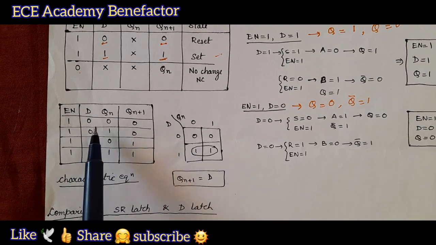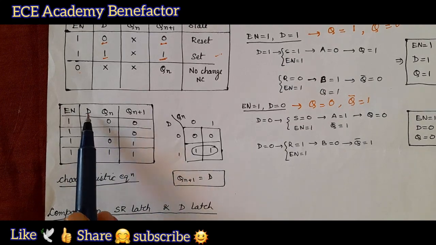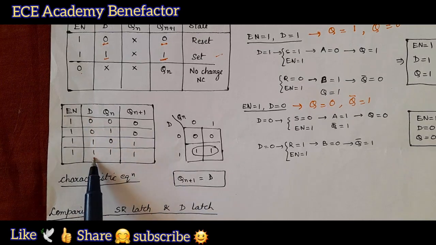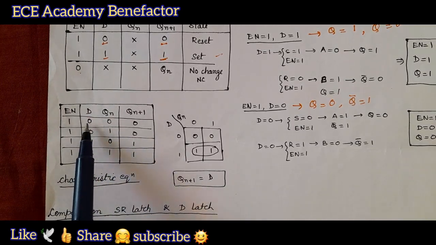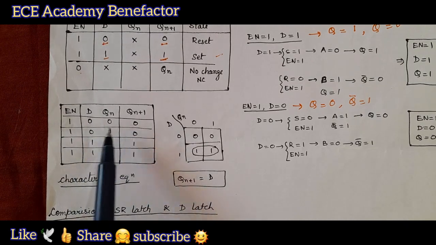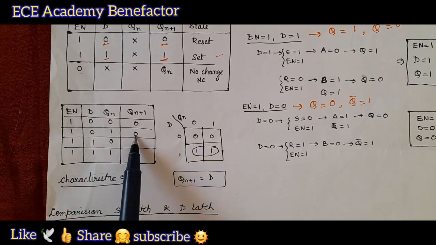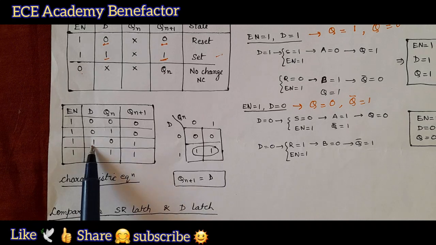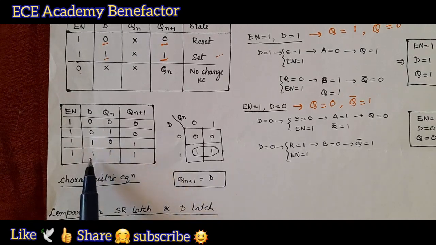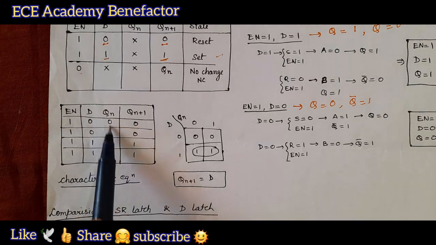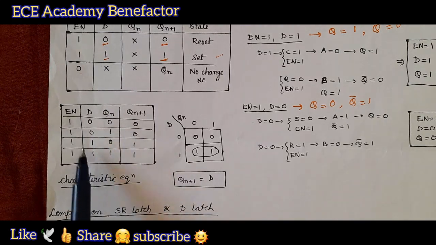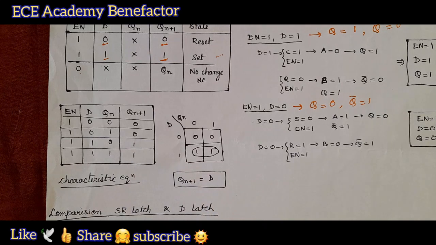Okay. So, what will be the output of the D latch now? Whatever is D, the same is going to be reflected at Qn plus 1. So, D is 0, Qn plus 1 is 0, D is 0, Qn plus 1 is 0, D is 1, Qn plus 1 is 1, D is 1, Qn plus 1 is 1. So, it is not depending on Qn. Whatever is D, the same is reflected for Qn plus 1.